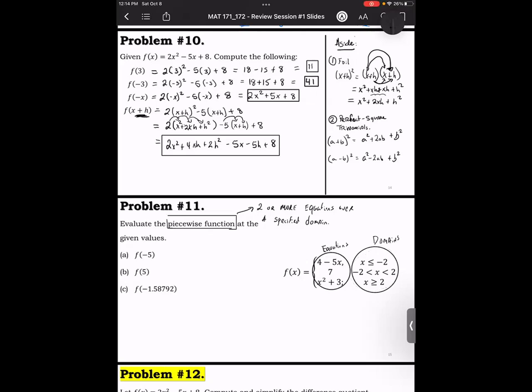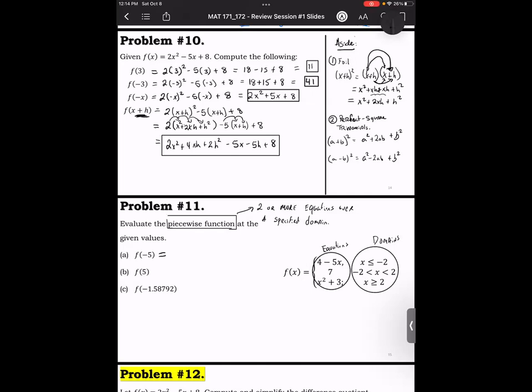Whenever x is less than or equal to -2, you look at the first equation, 4 minus 5x. For whatever values of x satisfy the domain of -2 less than x less than 2, the equation is 7. It's a constant. And whenever x is greater than or equal to 2, you use the third equation, x squared plus 3. Here I give you 3 values of x. Whichever input value satisfies your domain, plug it into the corresponding equation and simplify.